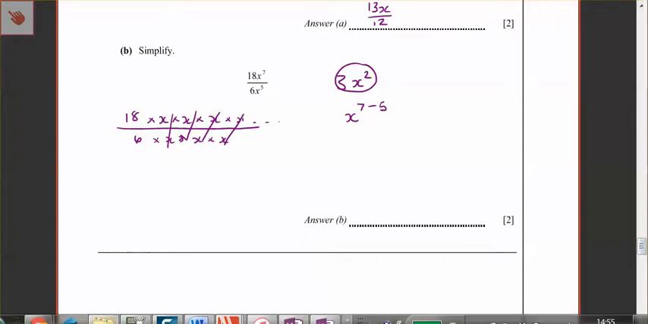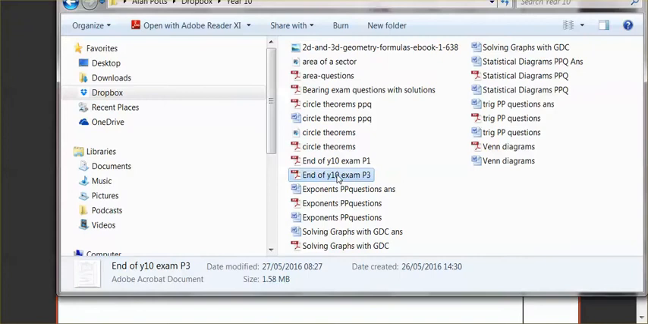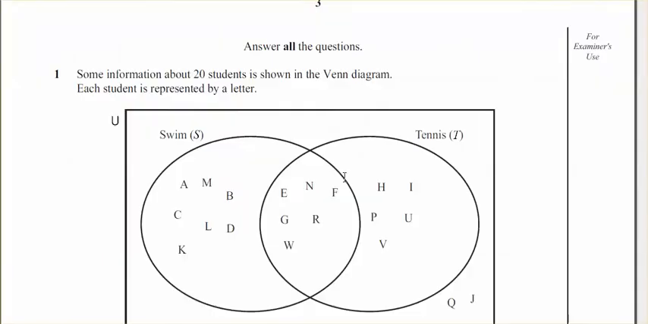Okay, let's have a look at the next. So these are the paper 3 questions. I think there are definitely questions where people were better.